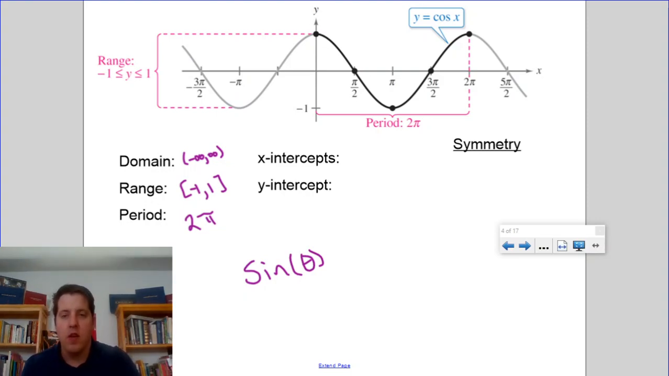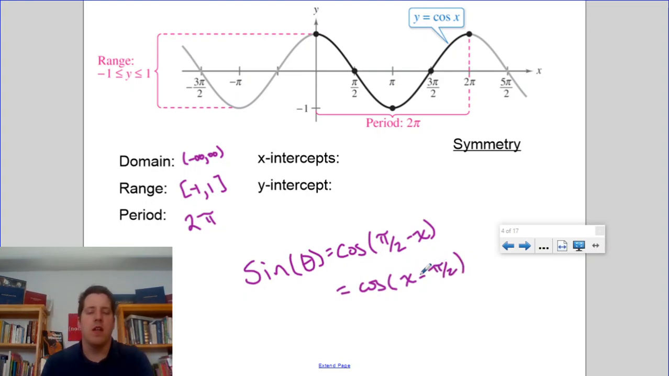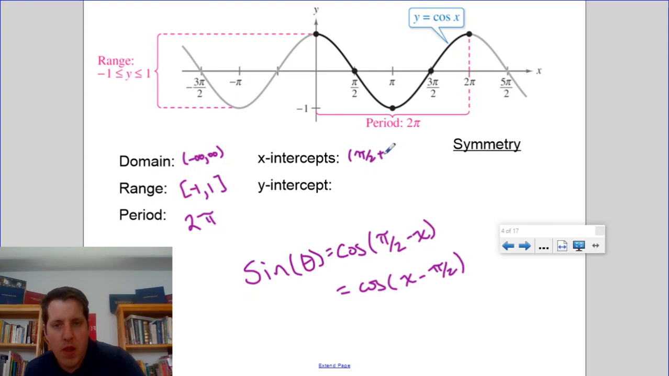But I digress, equals the cosine of, and there are two ways to say it. You can either say pi over 2 minus x, or x minus pi over 2. Two different ways of looking at it, but they end up being the same thing. The x-intercepts for this are going to be pi over 2 plus pi n for n an element of the integers. And the y-intercept is going to be 0, 1.